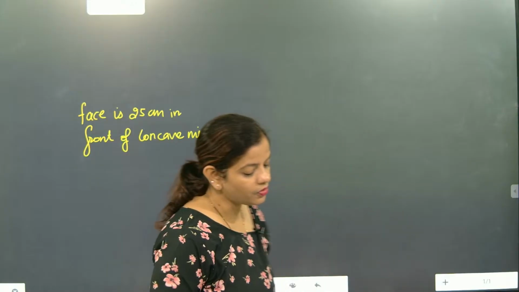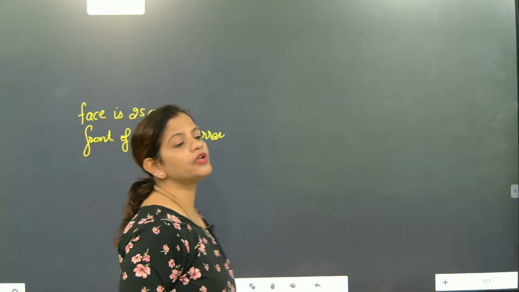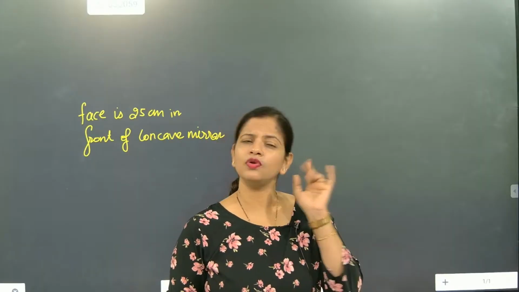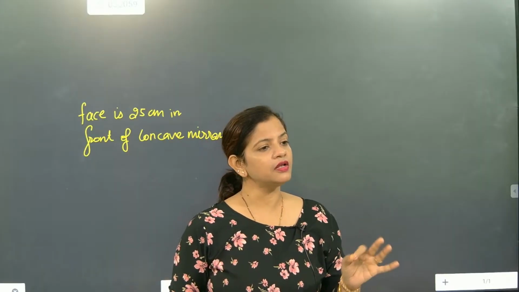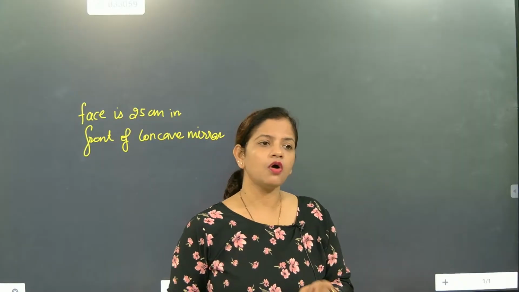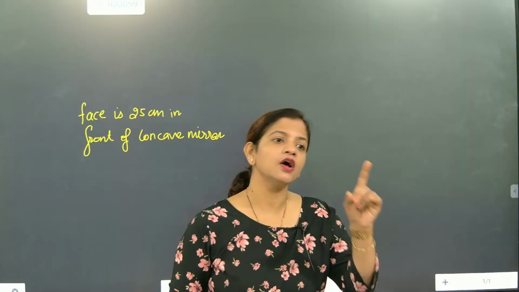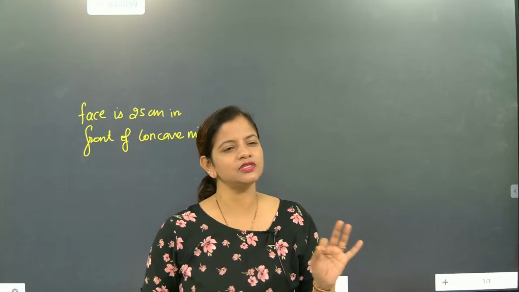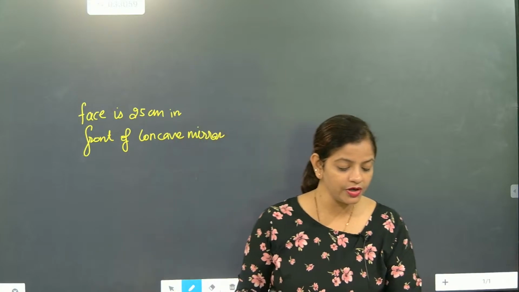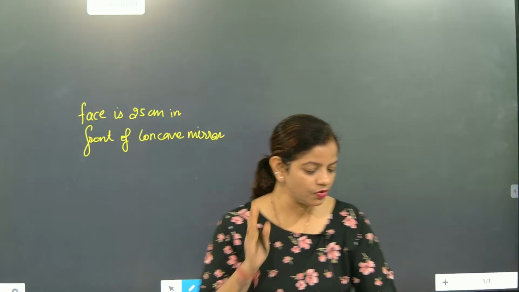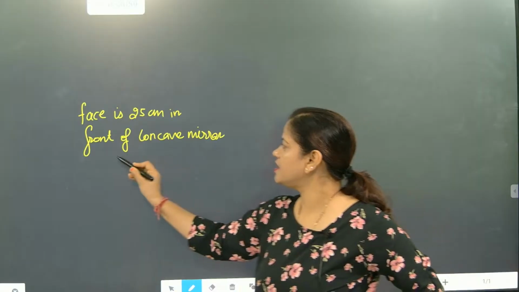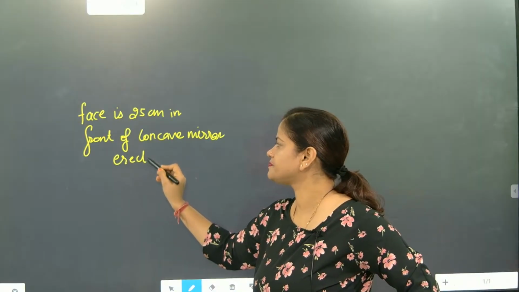So now look at it. They are telling that it is going to make an erect image, but we also need to understand the erect position: only one location is there where it is going to be virtual and erect. And what is that location? When the object is kept between focus and pole. So they have asked nearly the same positioning question. Now check this very nicely. They have told that it is producing an erect image. Image is erect.